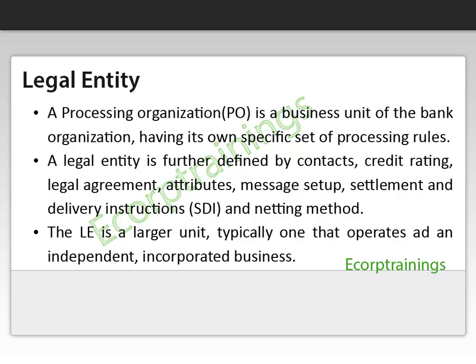A legal entity is further defined by contacts, credit rating, legal agreement, attributes, message setup, settlement and delivery instructions, SDI, and netting method. The legal entity is a larger unit, typically one that operates as an independent, incorporated business. Large organizations are often modeled using many legal entities, arranged in a parent-child hierarchy.